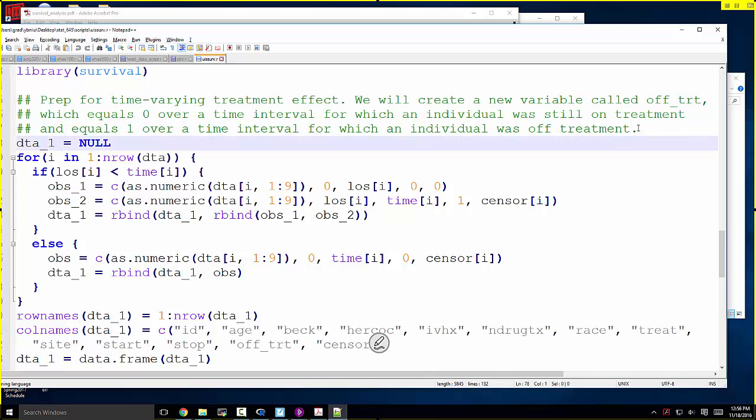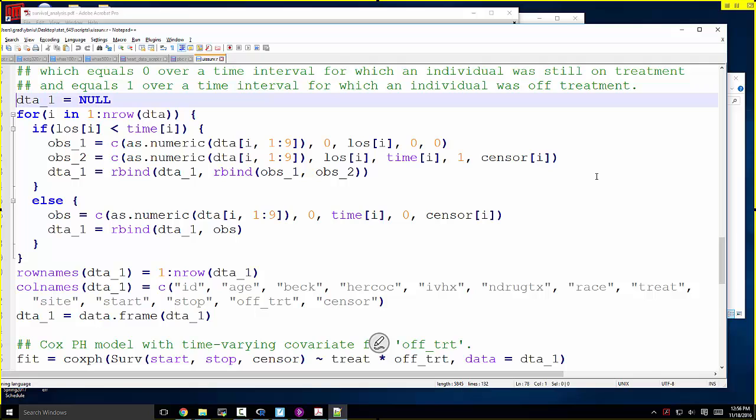And in order to incorporate this, it takes a little bit of work in R. So let me show you what I'm doing in this chunk of code here. I'm going to build a new data frame that contains this new off-treatment covariate, and that represents the individual before going off treatment and the individual after going off treatment, in such a way that Cox PH will be able to recognize that we have a time-dependent covariate.